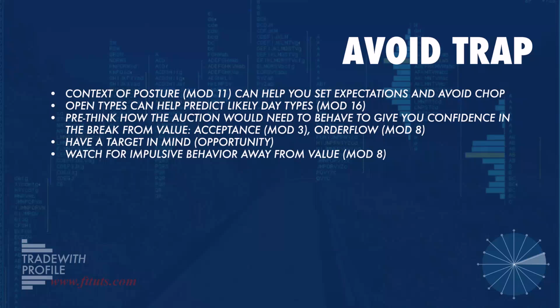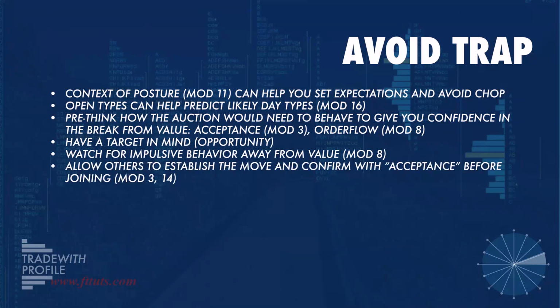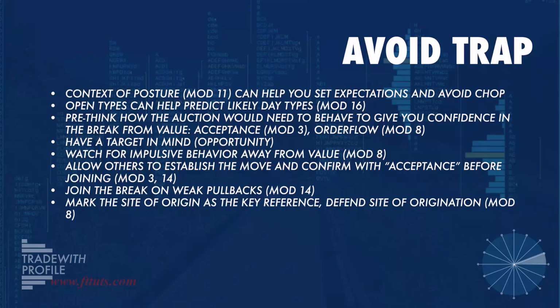Watch for impulsive behavior away from value, and then allow others to establish the move and confirm with acceptance before joining. So with all these false breaks, watch somebody try to break it. Don't be the one who tries to front run it. Let someone else break it, and then see if that can hold on a smaller time frame, like we talk about in module 14, and then join the break on weak pullbacks. So weak counter activity back toward value, but it's not very strong. Mark the site of origination as the key reference and defend that site.